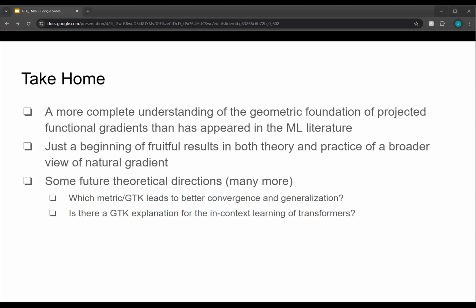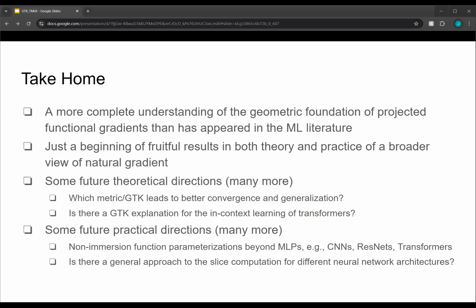And transformers are known to possess the in-context learning capability. It has been shown that transformers actually learn to implement preconditioned gradient descent for the forward pass. Then, is there a GTK explanation for this preconditioned gradient descending forward pass of transformers?